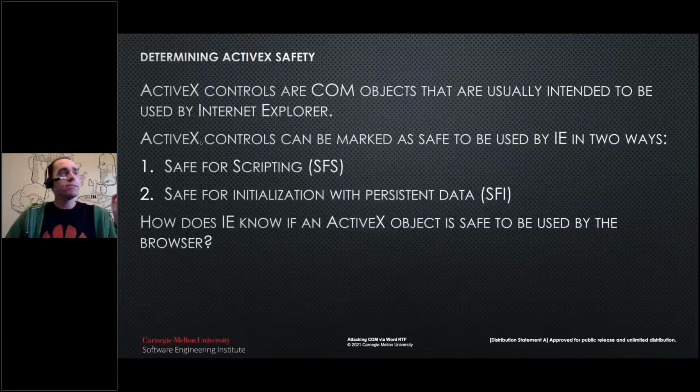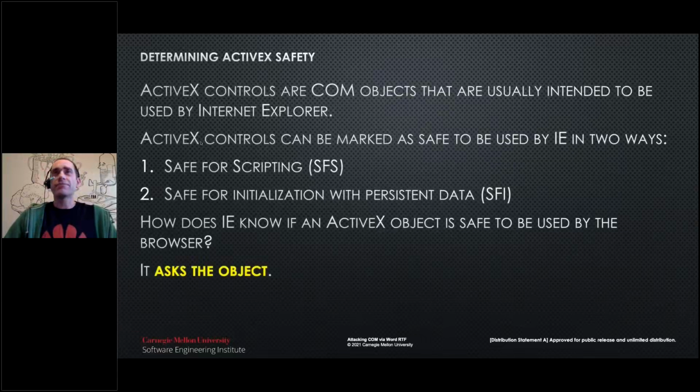How does Internet Explorer know, given any particular COM object that you're dealing with, if that object is safe to be scripted or initialized? How can it do it? I mean, a class ID is just a reference to a registry value. How does a control specify if it is safe or not?